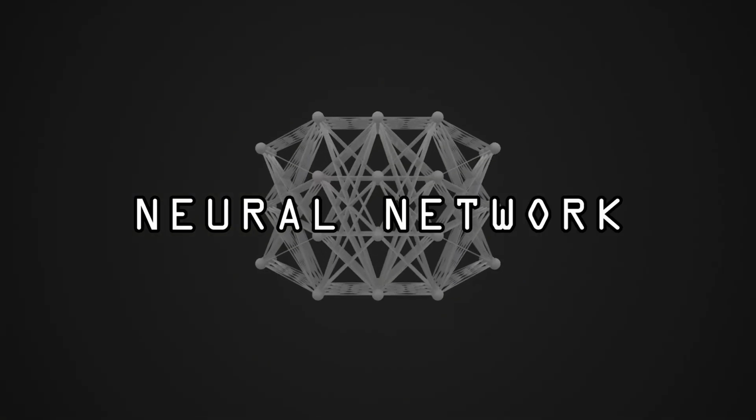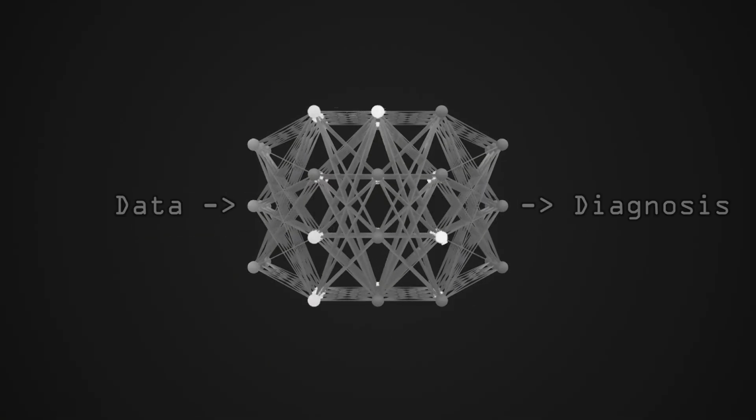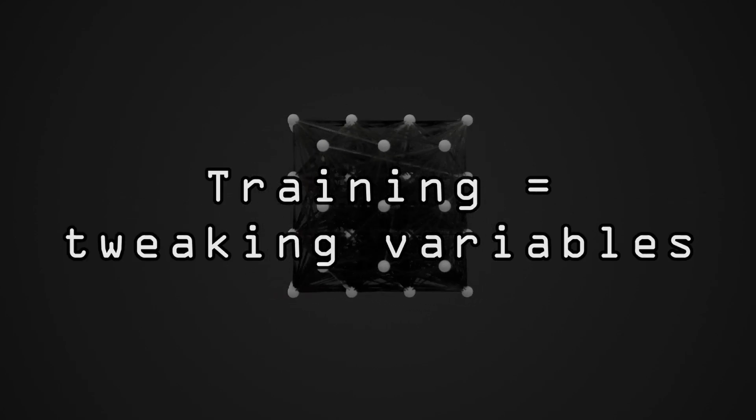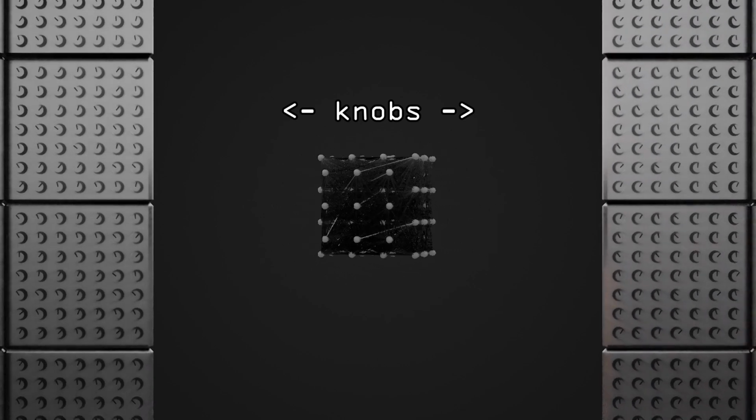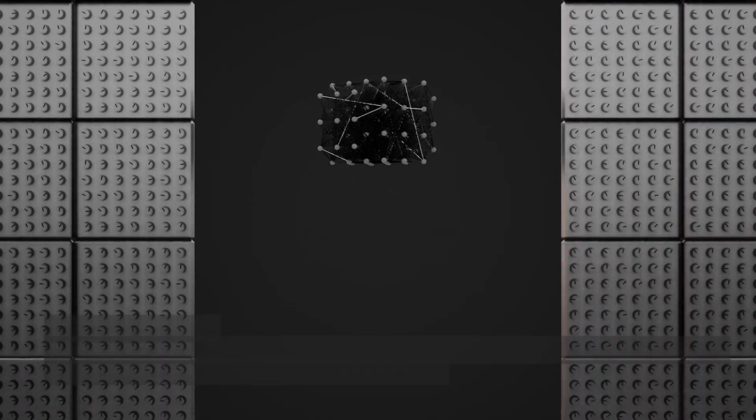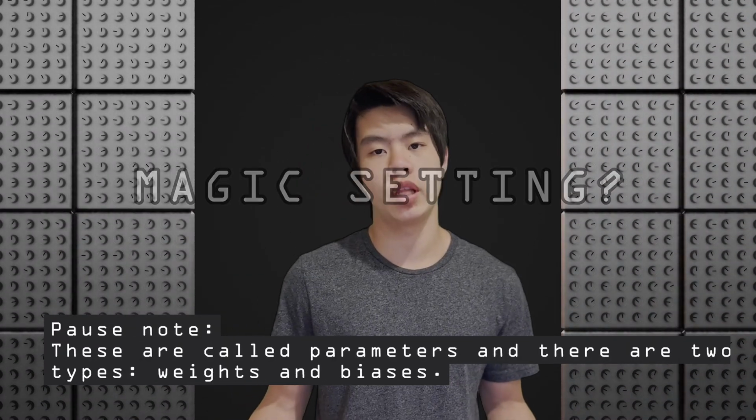At the heart of a typical AI model is a neural network, which is like a wired circuit that is trained to do a certain task, such as diagnosing a disease. Training the network is basically tweaking variables, which are like knobs on a machine that control the circuit's connections. So there must be some magic setting, some value for each variable that makes the network do what we want. But how do we find it?